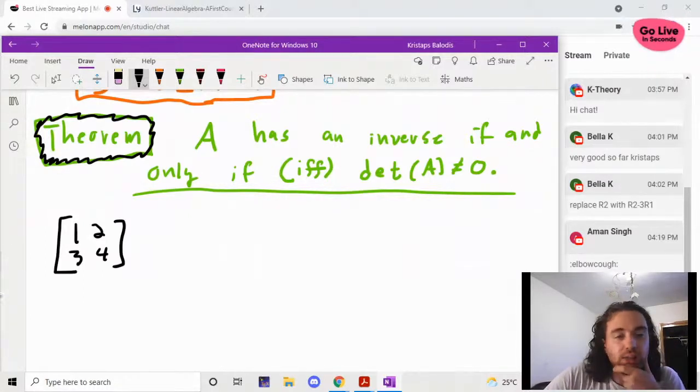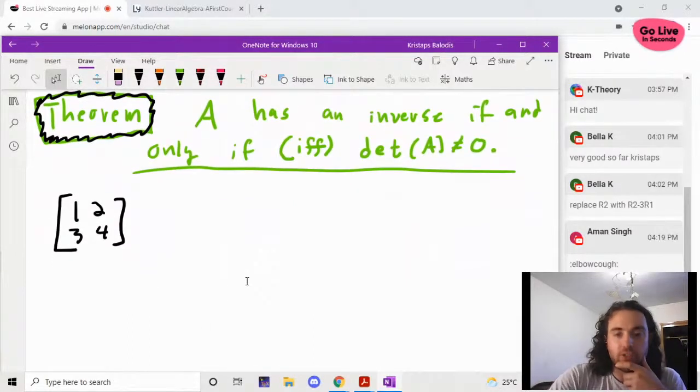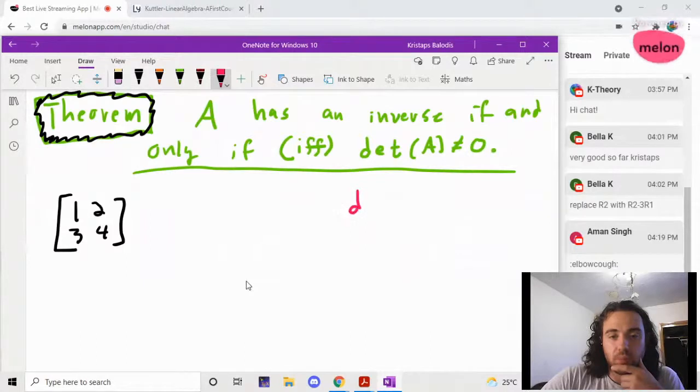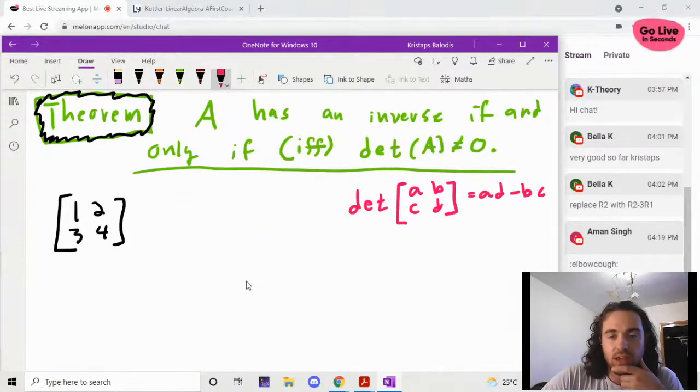So let's compute the determinant of this. As I've said before, you don't want to just memorize everything. You want to understand stuff, but there are some things you need to memorize. And I would definitely memorize the formula for the determinant of a 2x2 matrix. Always, always, always, if you have a 2x2 matrix, the determinant is A times D minus B times C.